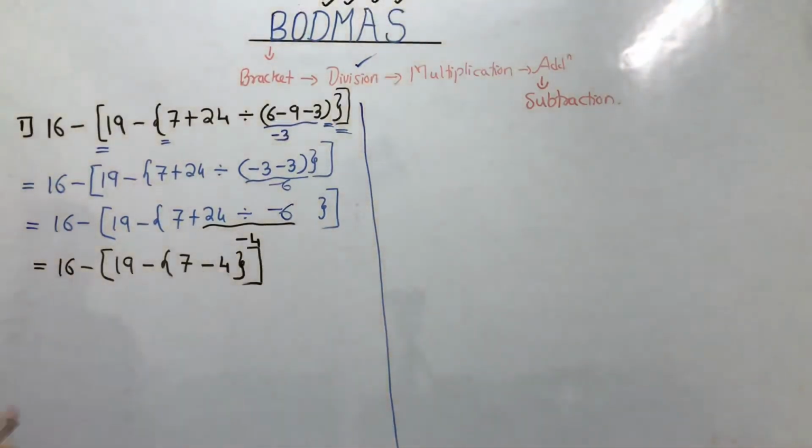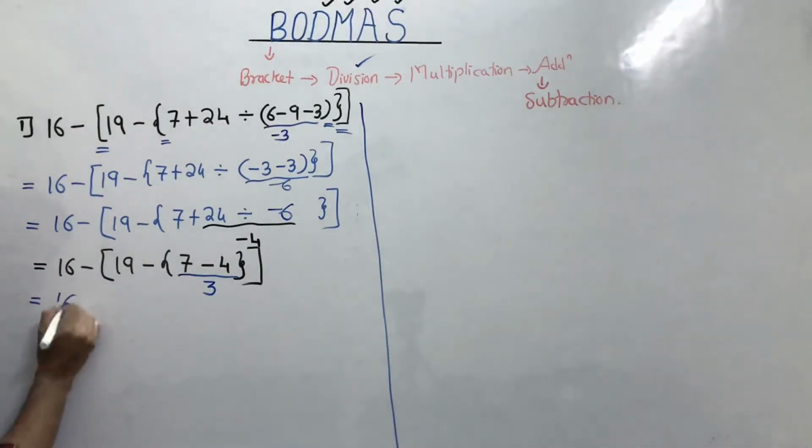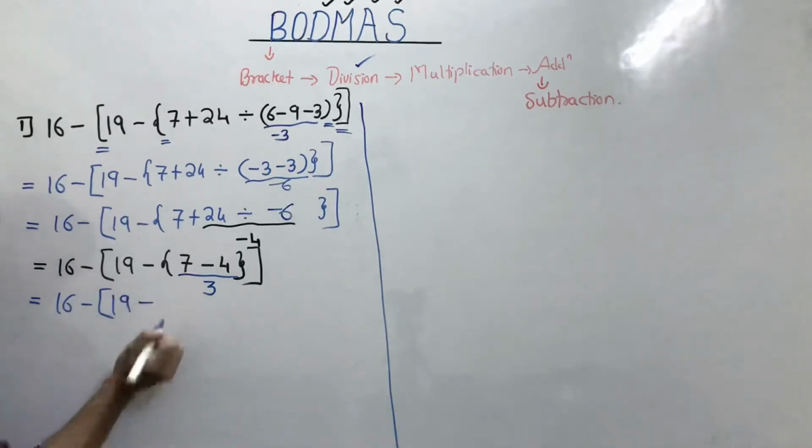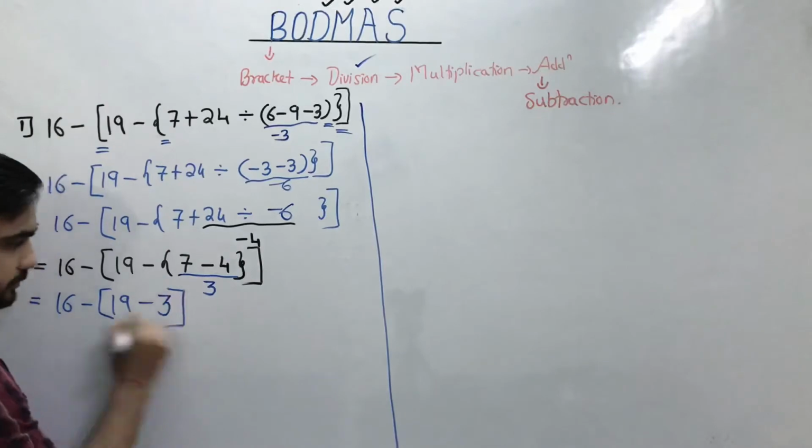Now we'll solve this bracket. Now you have 7 minus 4. So 7 minus 4 is 3. So this is 16 minus 19 as it is. This minus as it is. And 7 minus 4 is 3.